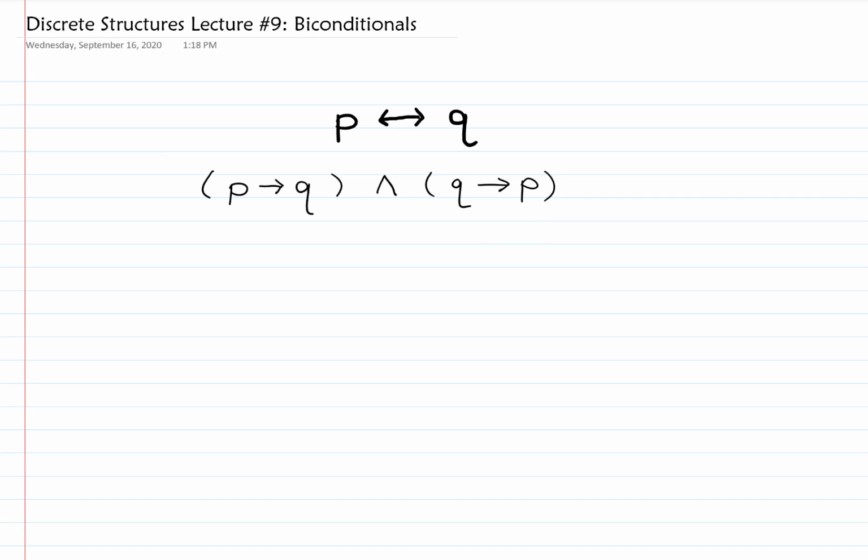Now, in theory, you already know everything there is to know about this because you know about conjunctions and you know about conditionals, and this is just a conjunction of conditionals. But I want to look at it deeper. So here's what we're going to do. Let me write that in words. If P, then Q, and if Q, then P.